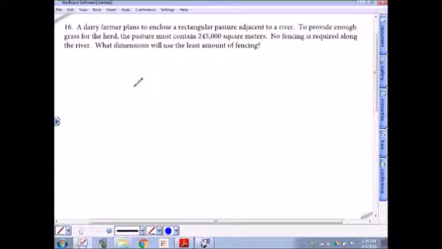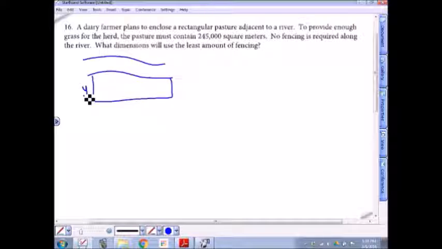Okay, question 16. The phrase at the end, what dimensions will use the least amount of fencing? In other words, what's the minimum amount of fencing to be used, but still have 245,000 square meters of area? So this is an optimization problem. We got some river here with the pasture. Now it's supposed to be rectangular, so this side here and this side here are supposed to be the same length. That's one of the properties of a rectangle.